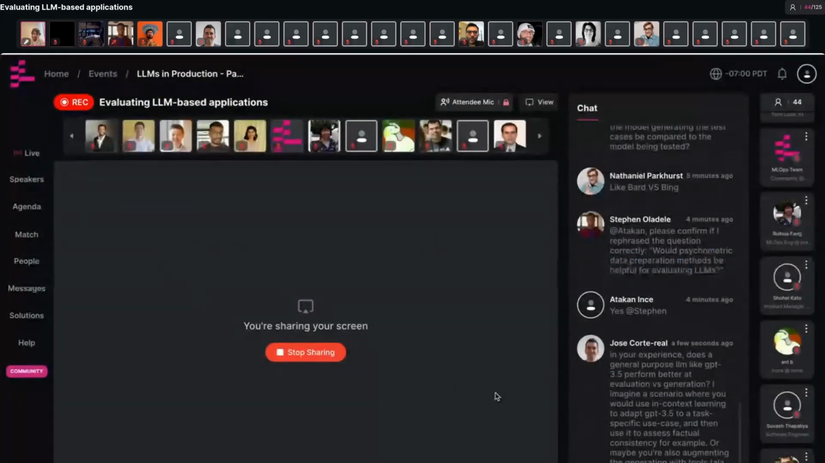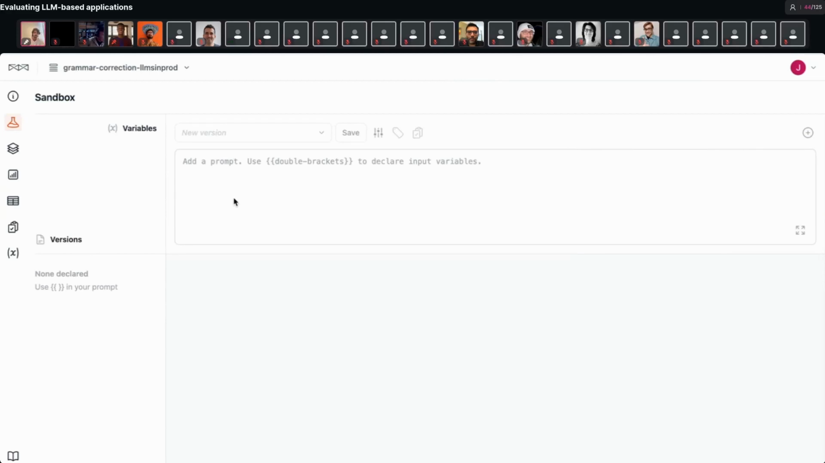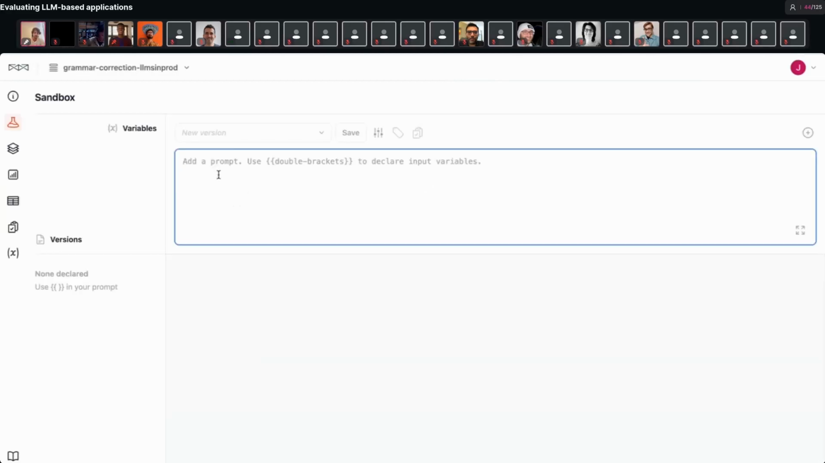I will flip over here. Let's walk through a simple example of this. We're going to build a simple application to do some grammar correction. So let's write a naive prompt, like, correct the grammar of the user's inputs. And then let's add the user's inputs. Okay, so this is a naive prompt I might use for grammar correction.